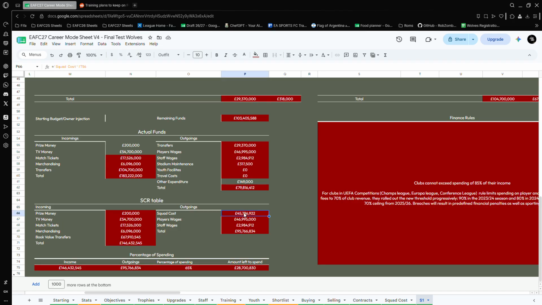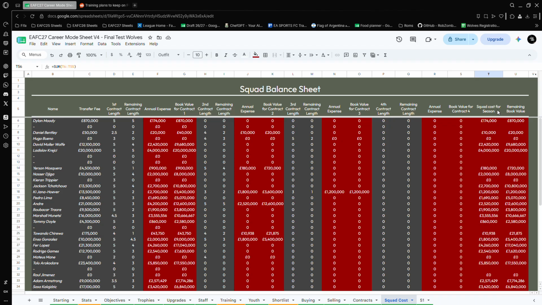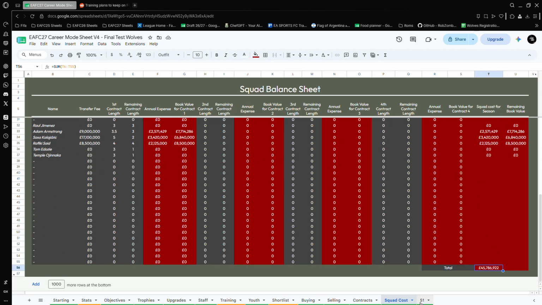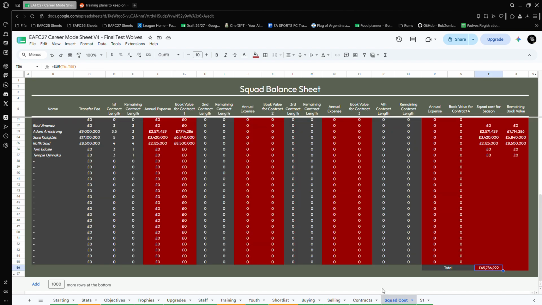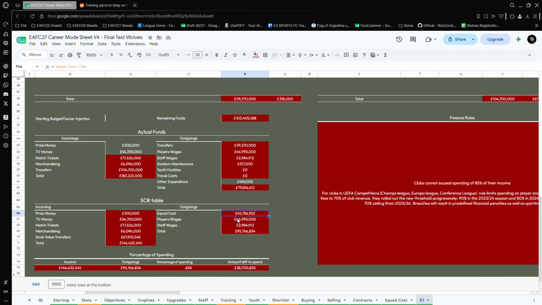And then your squad cost. So this is based off your squad cost ratio. So the squad cost for the season total gets generated there for you, 45 million. So I've got to pay that each season, depending on if I keep signing players. So every time you sign a player as well, you've got to add them onto here. Any ones you sell, you remove off to reduce the squad cost, but it keeps track of it for you.